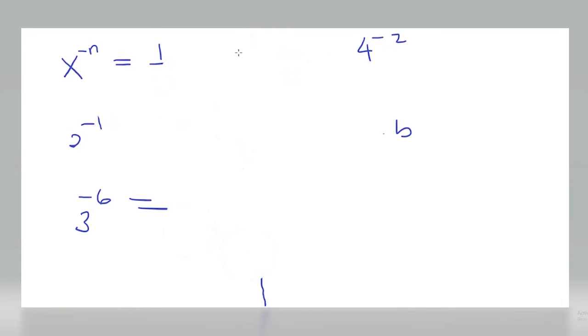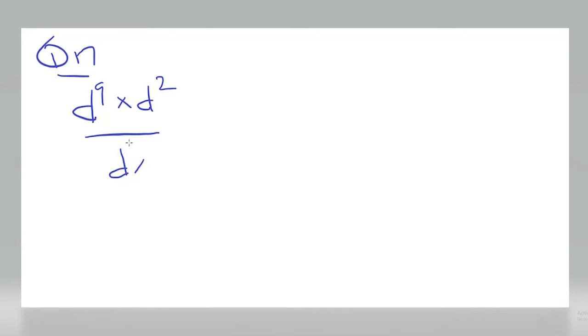Now I'd like to give you another example, and you might be told to write the answer into positive exponent. Now I've given this question: b power 9 times d power 2 over d power 4 times d power 9.